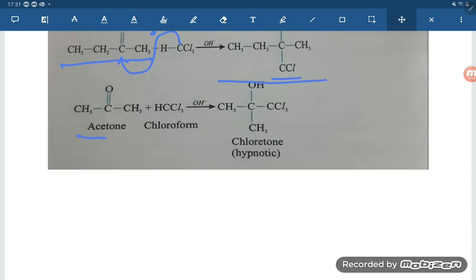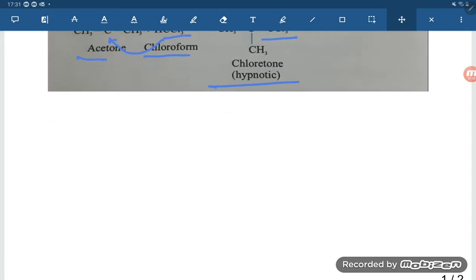Similarly, if you take acetone, student, it reacts with the chloroform, and it again gives, so H is getting attached here, so it becomes OH, and CCl3 is attacking here on the downside, so this is CCl3 and CH3 is as it is. So that is, student, this chloretone is a hypnotic drug.